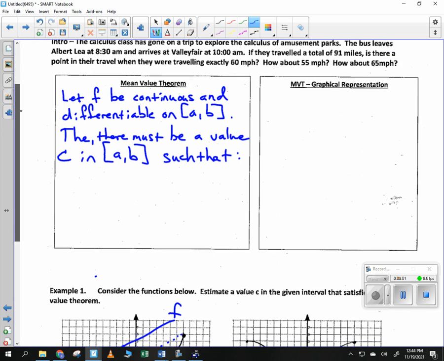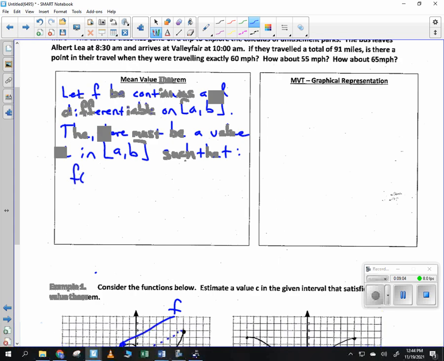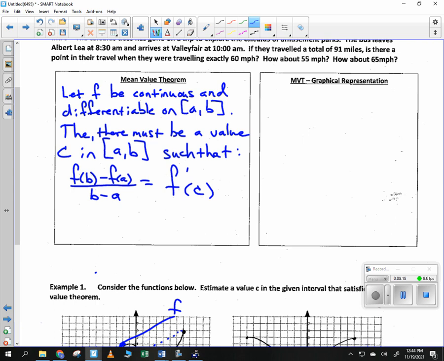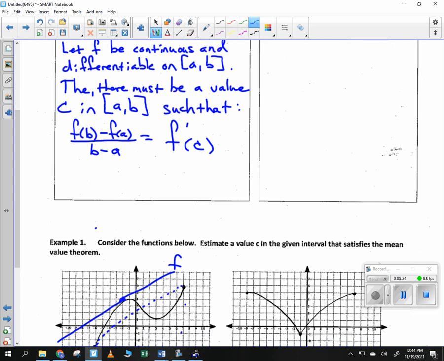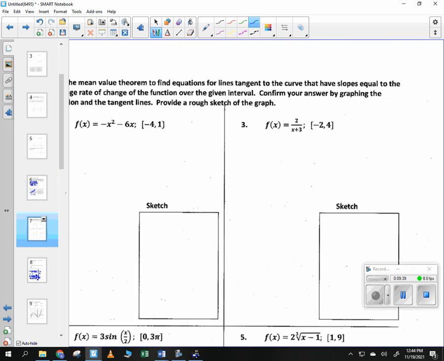We need to say the average rate of change, which is f of b minus f of a over b minus a, is equal to the derivative at a single point. So that's what we refer to as the conclusion of the mean value theorem. So we've looked at it in 4 different ways. I gave you a real life application problem. We talked about a graphical representation. We looked at a table as well, right? So let's do the other piece, which is to look at the algebraic representation.